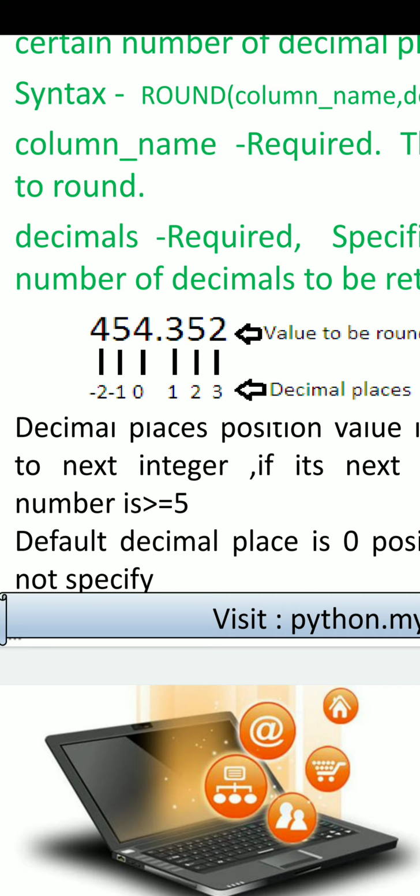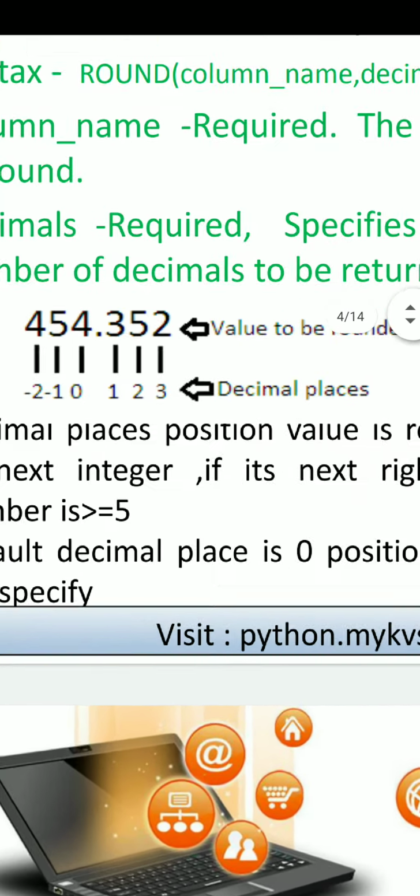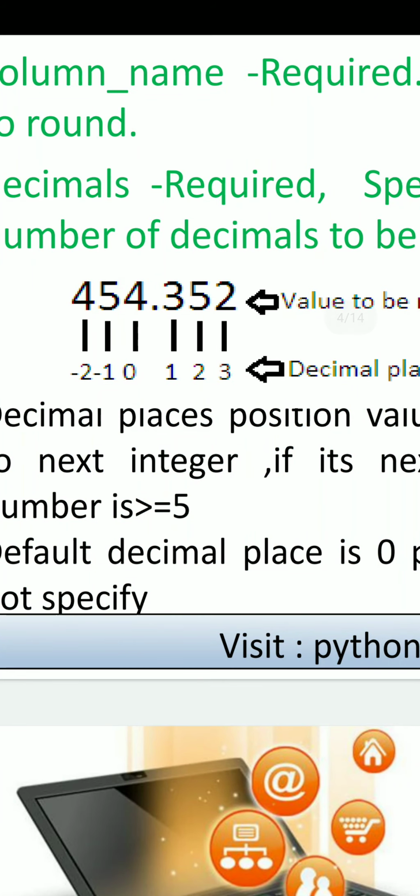At 1 decimal place the value is 3. Its next right side value is 5, which means it is greater than or equal to 5. In that case, the current value at the decimal place, which is 1, must be converted to the next number, and 3's next number is 4. So 454.4 will be the result.